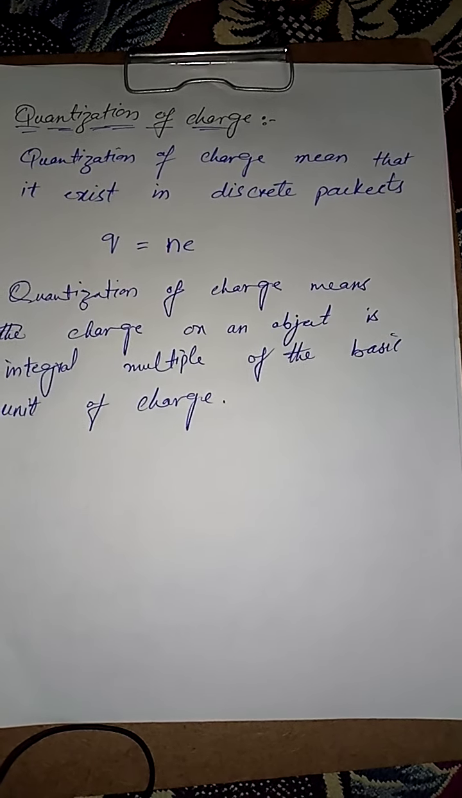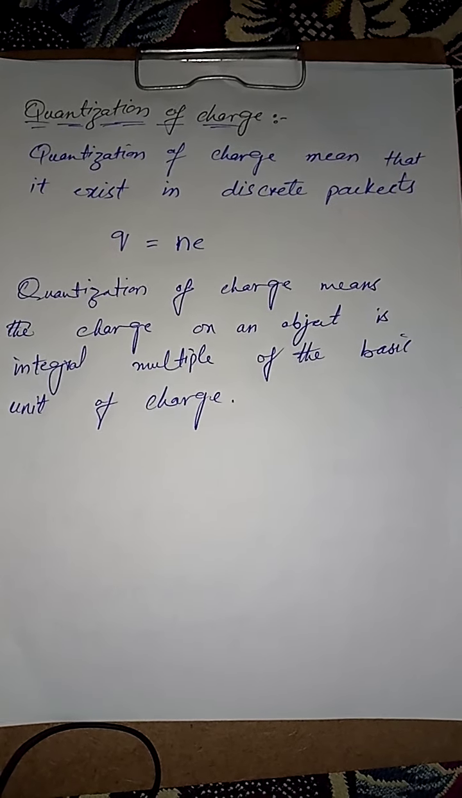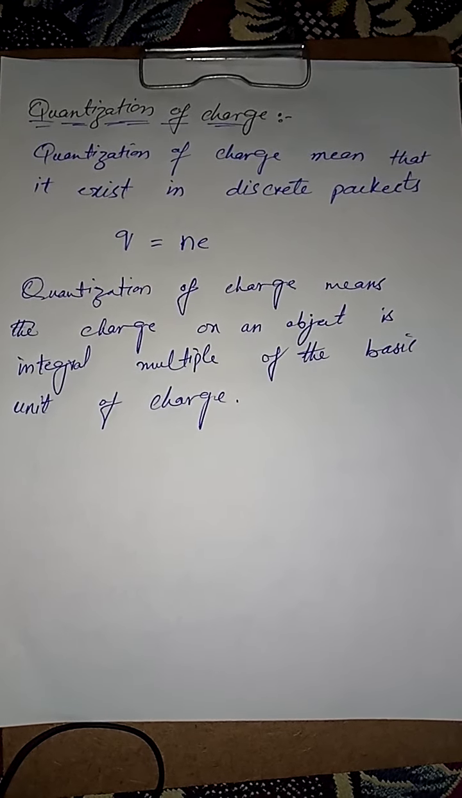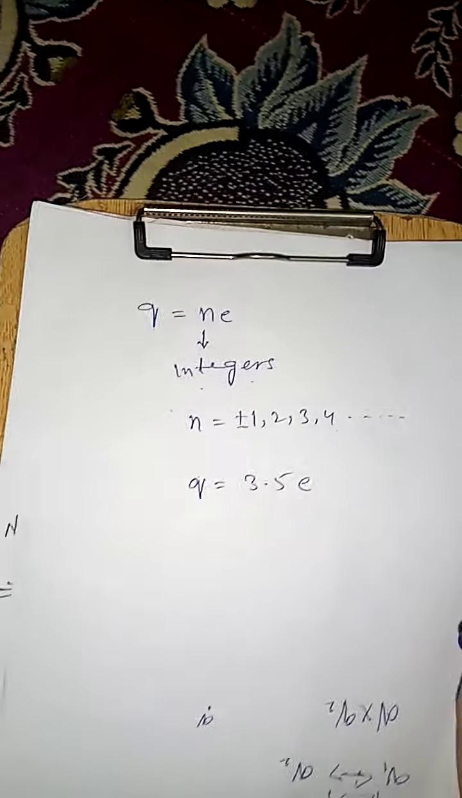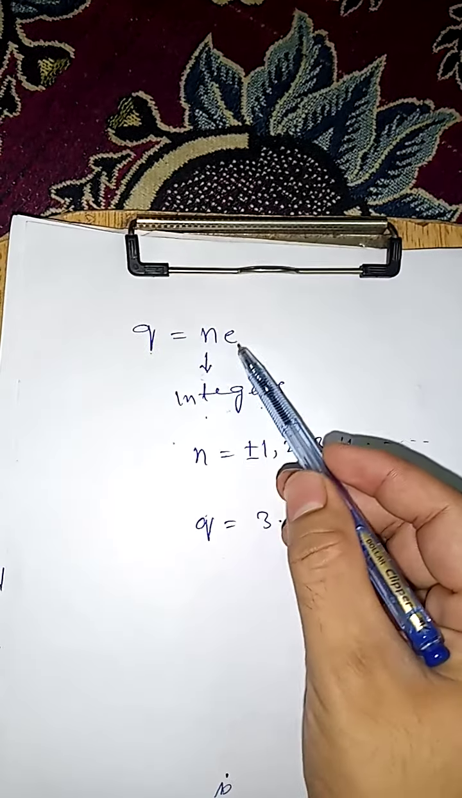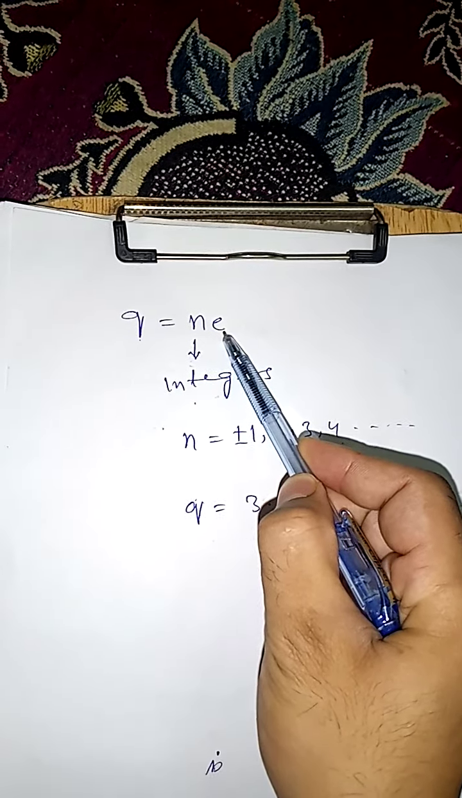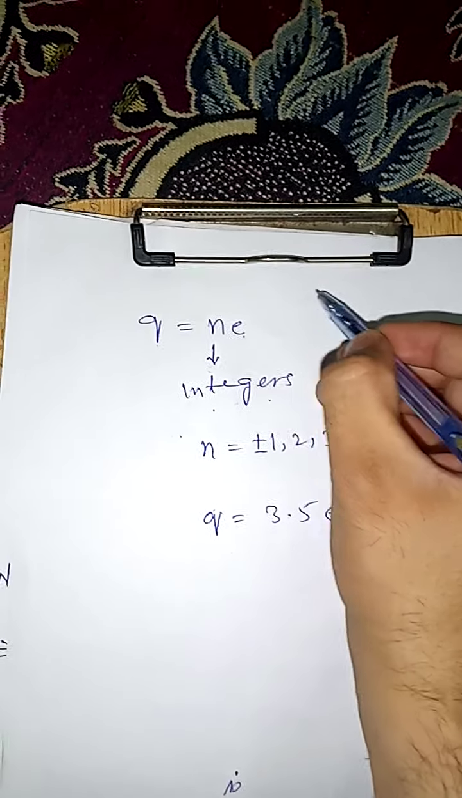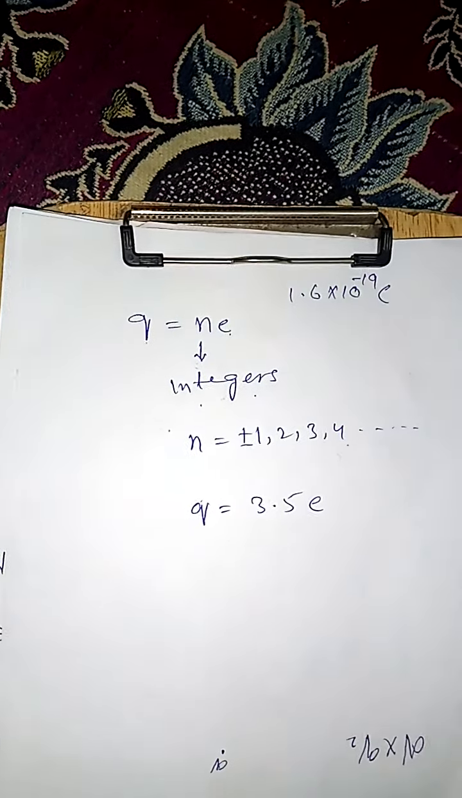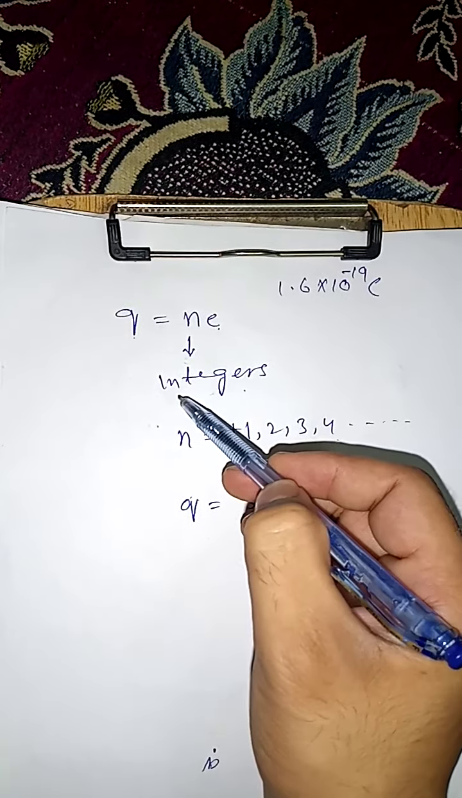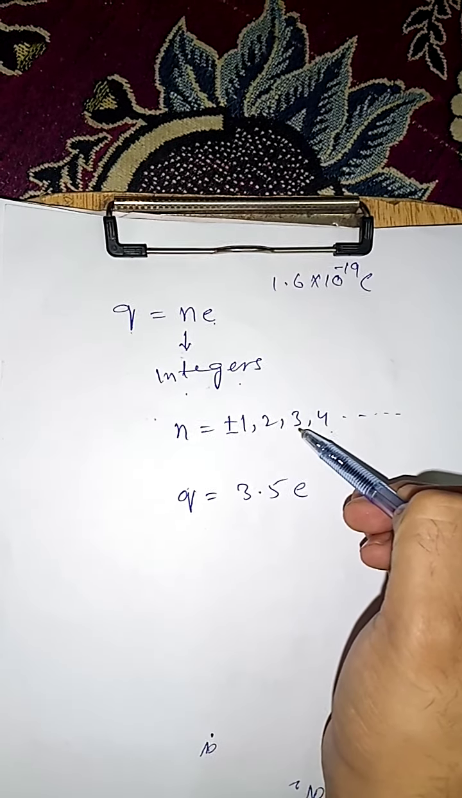The next term is quantization of charge. Quantization of charge means charge exists in discrete amounts, or that the charge on an object is an integral multiple of the basic unit of charge. Here for quantization of charge we have q equal to ne. Here e is the basic unit, the charge on each particle, with value 1.6 multiplied by 10 power minus 19 coulomb, and n represents integers, meaning its value can be plus or minus 1, 2, 3, 4.